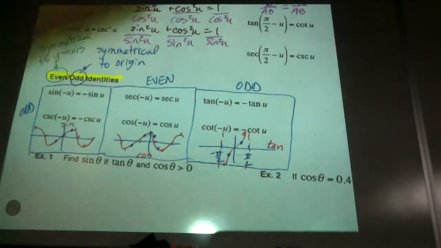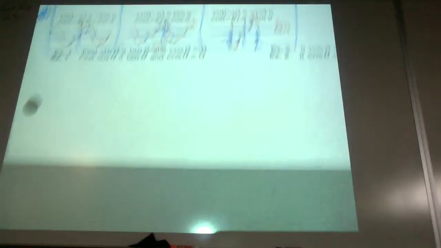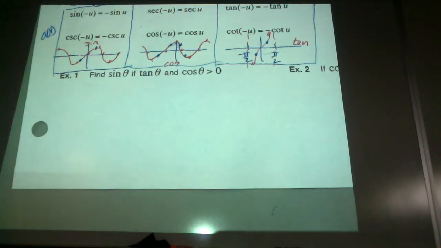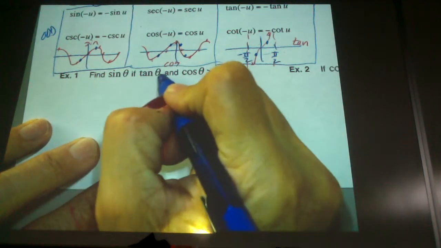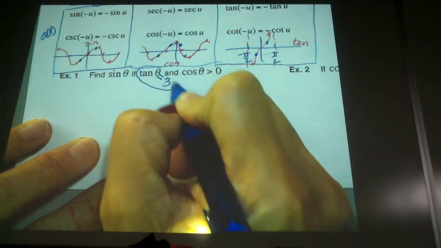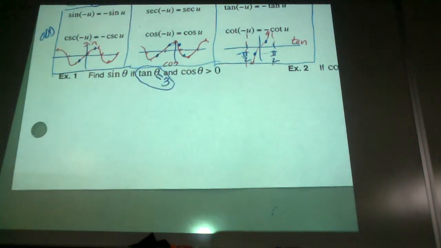So let's look at our two examples. Start here with example 1. In order to do example 1, there's an error in your notes. You need to add to this that the tangent of theta is equal to 3. You cannot complete the problem unless I tell you that. You wouldn't know that, I have to tell you that.